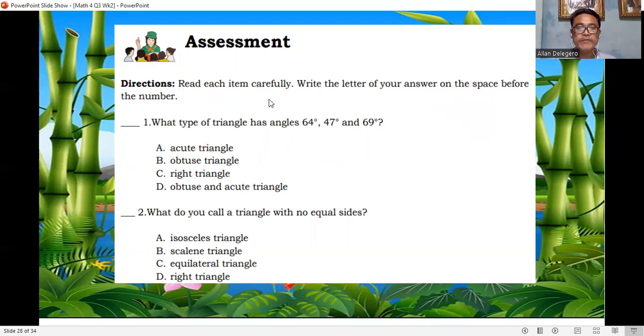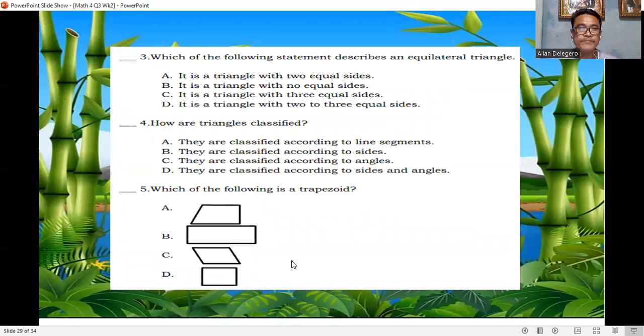Read each item carefully. Write the letter of your answer on the space before the number. Number 1, what type of triangle has angles 64 degrees, 47 degrees, and 69 degrees? A, acute triangle. B, obtuse triangle. C, right triangle. And letter D, obtuse and acute triangle. Number 2, what do you call a triangle with no equal sides? A, isosceles triangle. B, scalene triangle. C, equilateral triangle. D, right triangle.